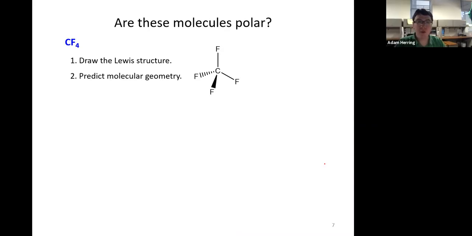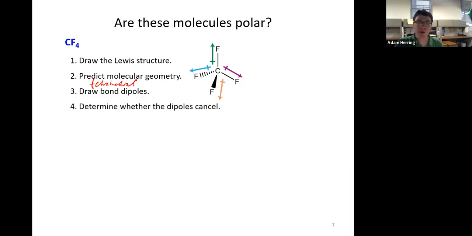So we have 4 electron domains, so our electron domain geometry is tetrahedral. And all 4 of those domains are bonding domains, so our molecular geometry is going to be tetrahedral. Now we draw the bond dipoles. We know that fluorine is more electronegative than carbon, so the arrows point away from the carbon to the fluorine atoms. Then we evaluate whether or not the dipoles will cancel.